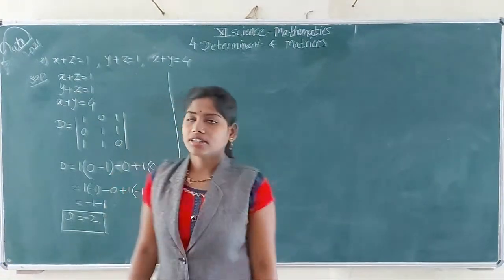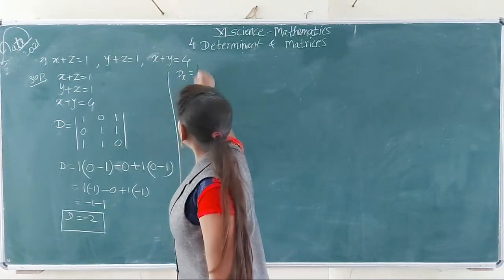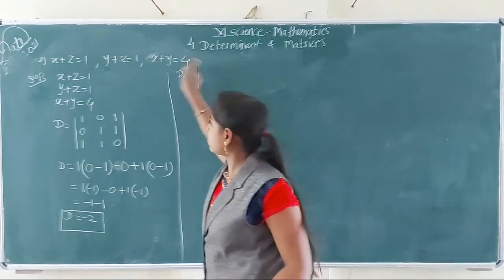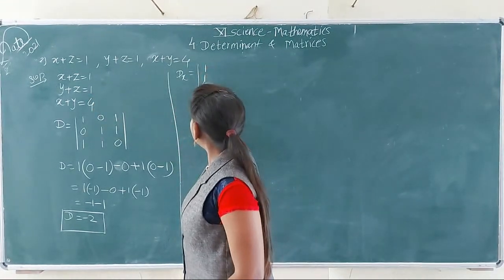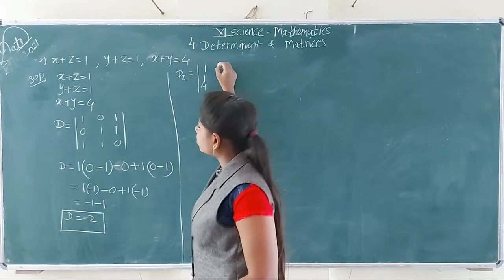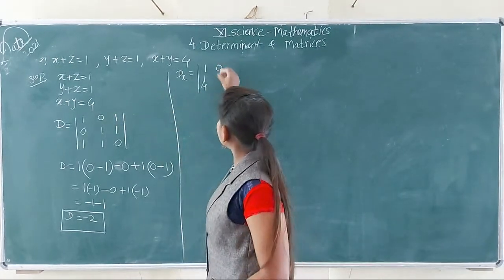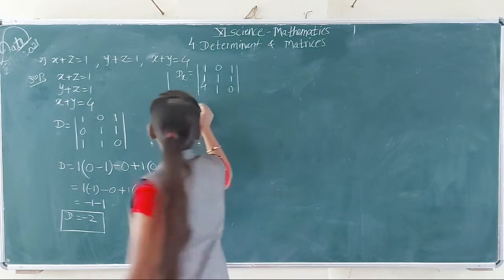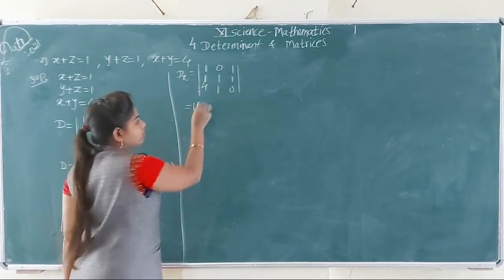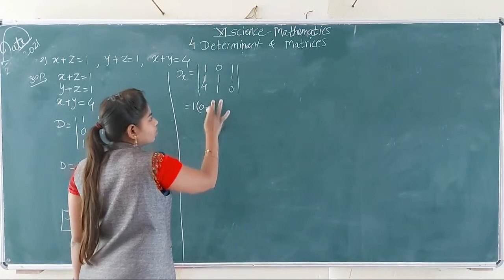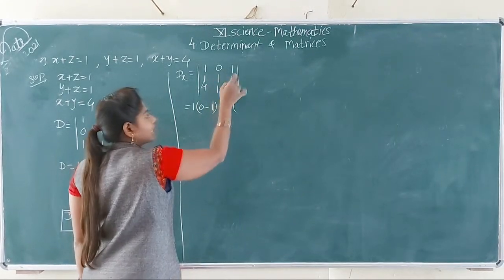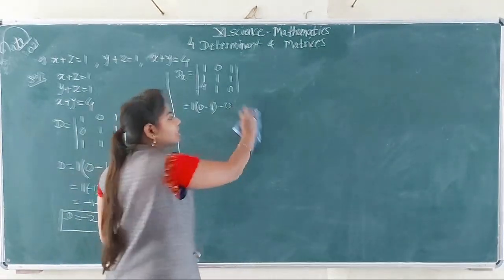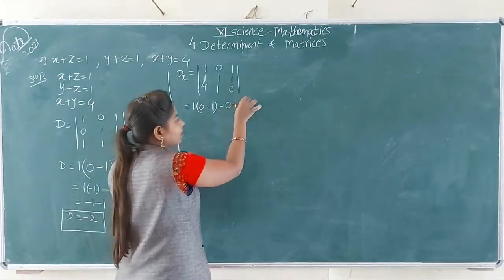Then next Dx. Dx is equals to, again, for Dx coefficient of x is replaced by... coefficient of x कशाने replace करणार? Constant term 1 1 4. Then write coefficient of y and coefficient of z. That is 0 1 1, 1 1 0. Okay. Then Dx is equals to 1 into 0 is 0, minus 1 into 1 is 1. Again 0 into something is 0, plus 0 into something is 0. So पुढचं कॅल्क्युलेशन करण्याची गरज नाही. 0 ने कोणत्याही संख्येला मल्टिप्लाय केलं तर आन्सर 0 येणार.